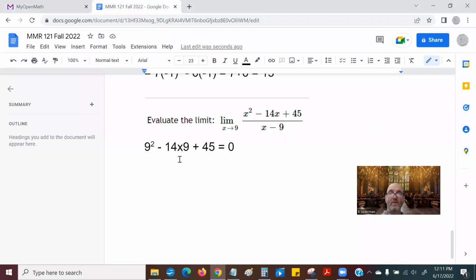Now, if I look at the bottom of the fraction, and I plug in 9 for x, I get 9 minus 9. That also equals 0. So I wind up getting here that the limit is equal to 0 over 0. Well, 0 over 0 is undefined. So I can't just plug it in. And I don't have a nice, beautiful graph to work with like I had before. So what am I going to do?